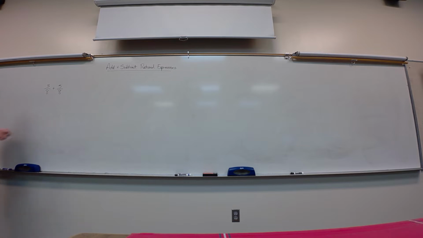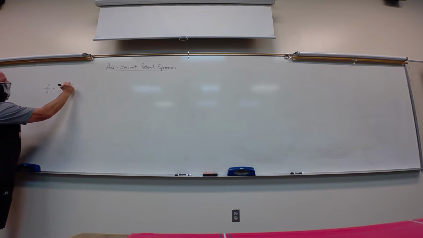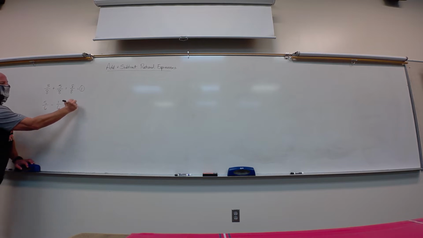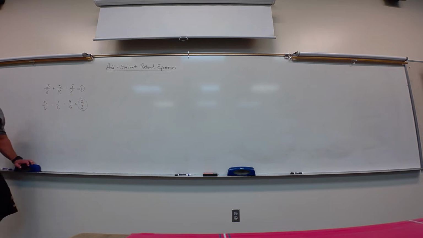3/8 plus 5/8 is 8/8. Hey, that reduces to 1, not a big deal. Subtraction, 5/6 minus 1/6 is 4/6. That one we can reduce to 2/3. Sometimes when you added or subtracted, you got an answer you couldn't reduce.